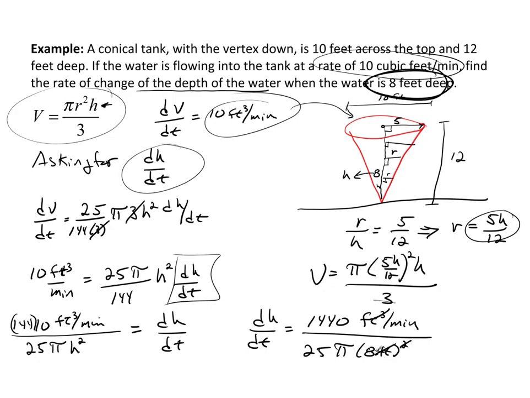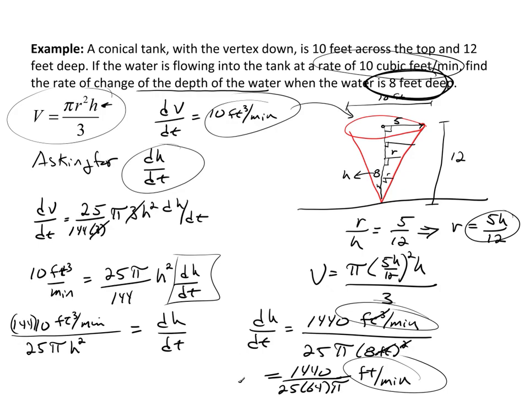And then 8 squared is 64, so I'm going to end up with 1440 over 25 times 64π, and the units that remained are feet per minute. And that actually makes a lot of sense because the height would be in feet, not squared feet or cubic feet. The height would in fact be in feet, and that's the units that I ended up with.